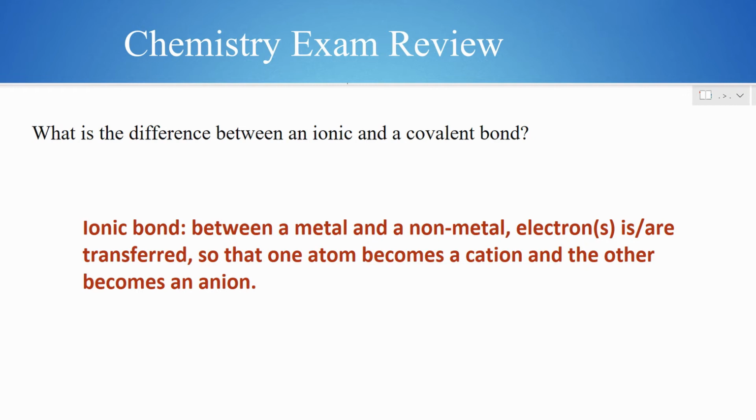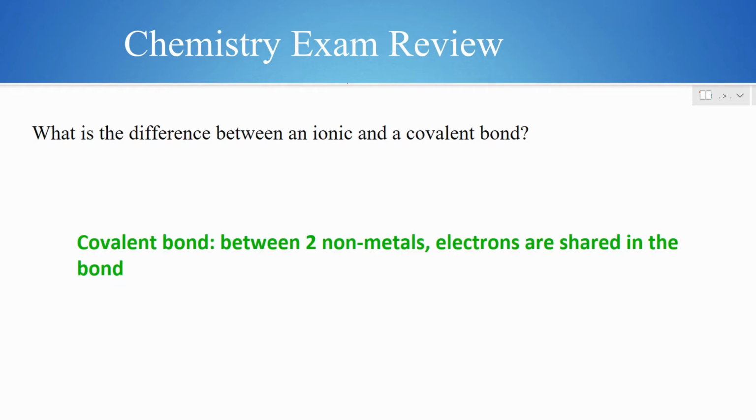What is the difference between an ionic and a covalent bond? An ionic bond is between a metal and a nonmetal, and the electrons are transferred so that one atom becomes a cation, meaning positively charged, and the other becomes an anion, meaning negatively charged. A covalent bond, on the other hand, is between 2 nonmetals, and the electrons are shared in the bond.